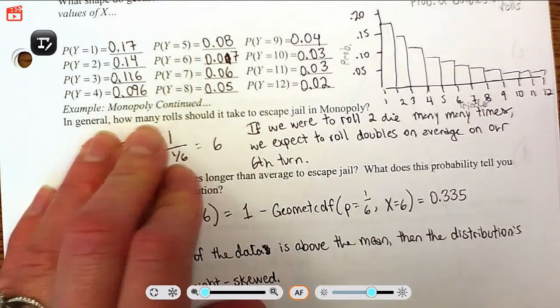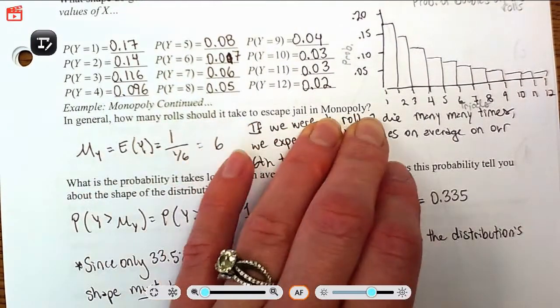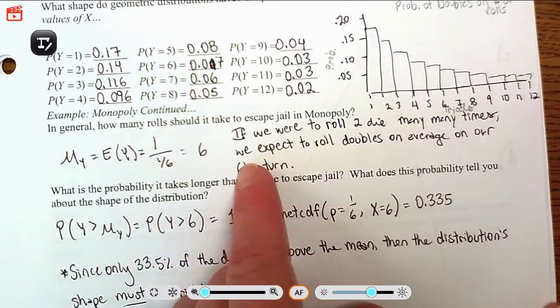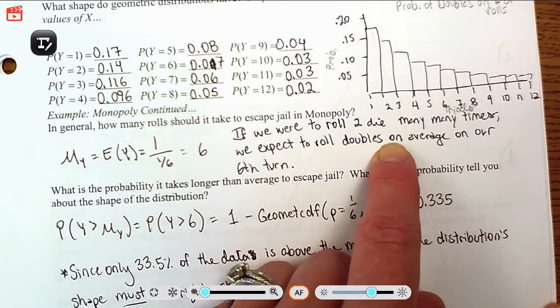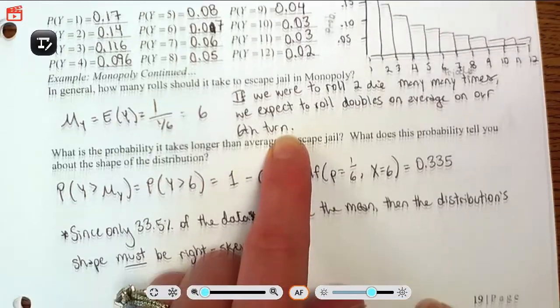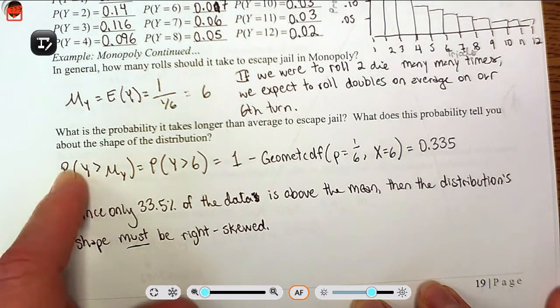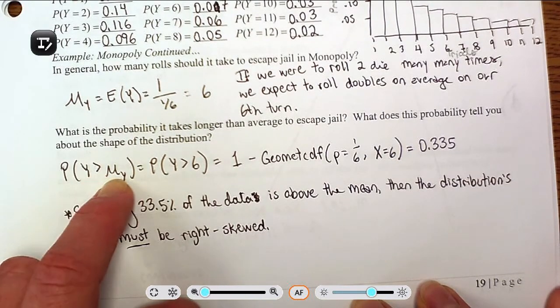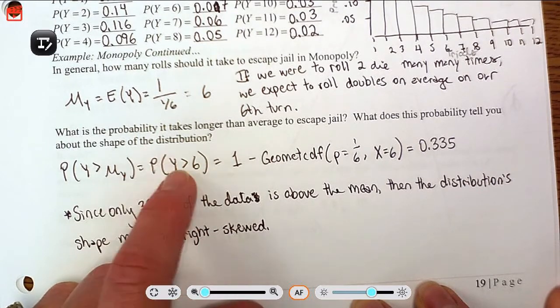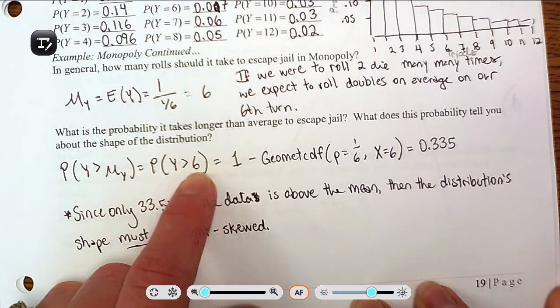Okay, in general, how many rolls should it take to escape jail in Monopoly? That is 6. If we were to roll 2 dice many, many times, we expect to roll doubles on average on our 6th turn. And the probability that Y is greater than mu Y is the probability that your value of Y takes longer than 6 rolls to roll doubles.